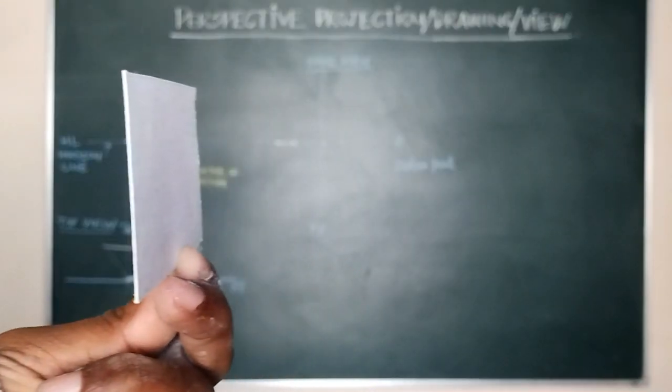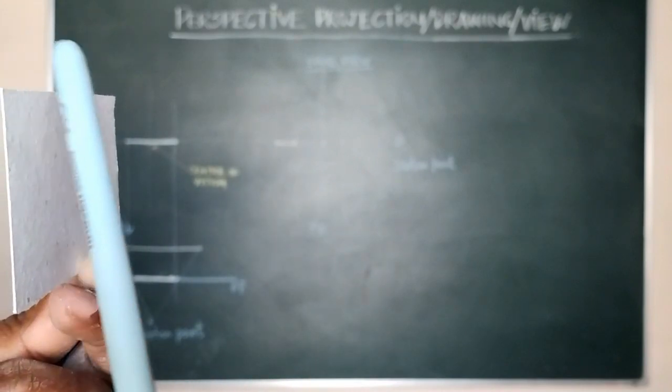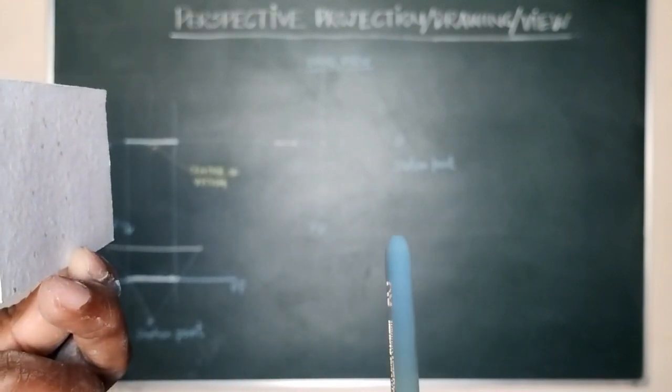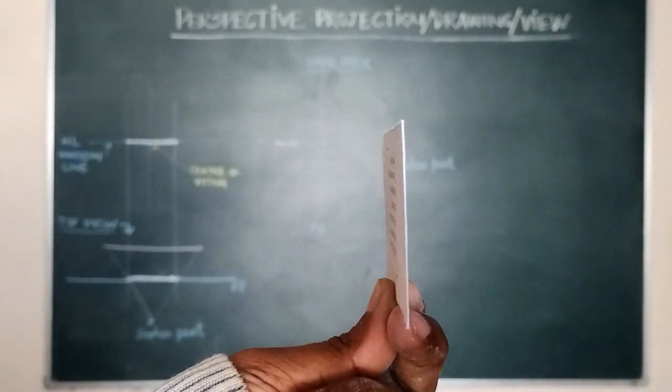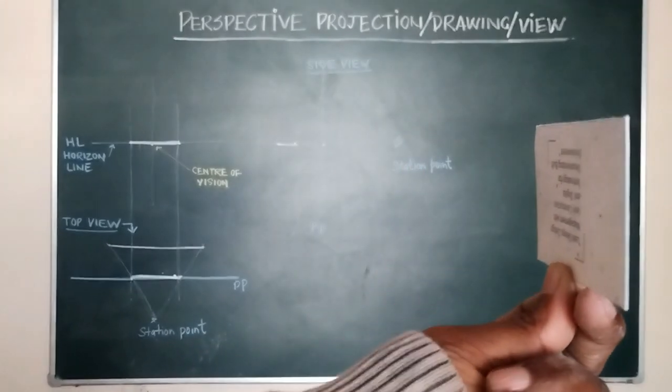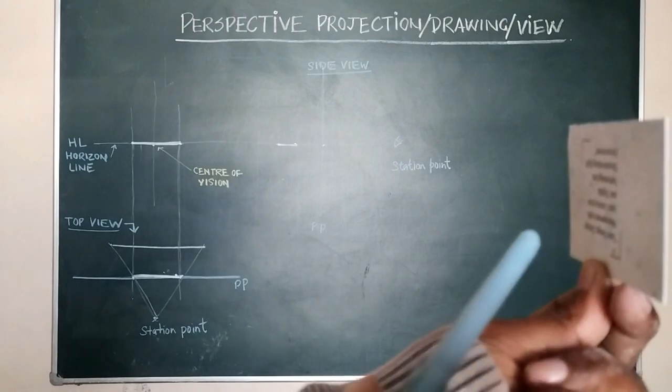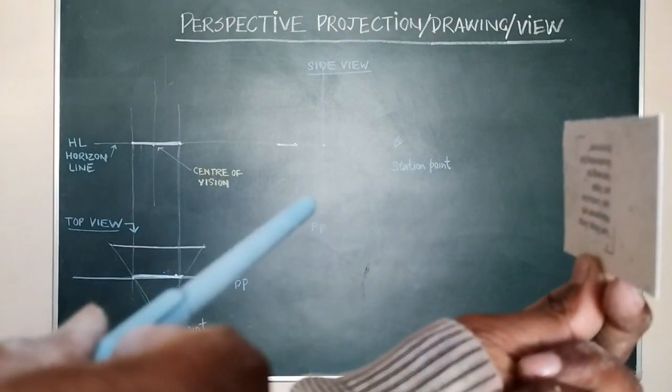Now if I keep the object vertical, now if you see, this line and this line are merging somewhere here. This object is perfectly vertical. Now here also if you see, this line and this line are merging somewhere here.